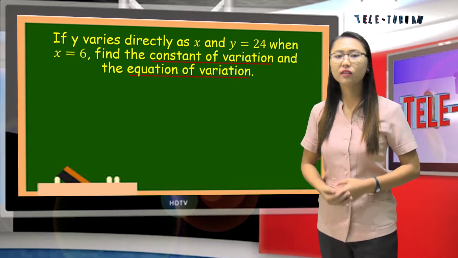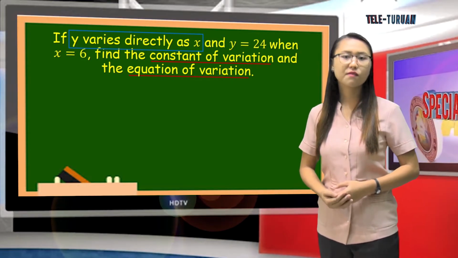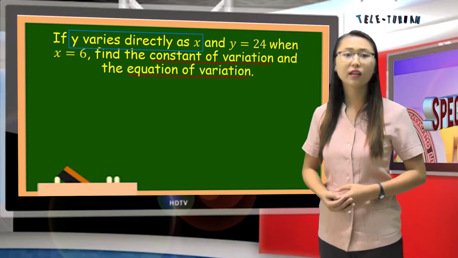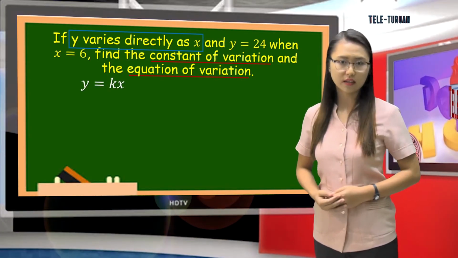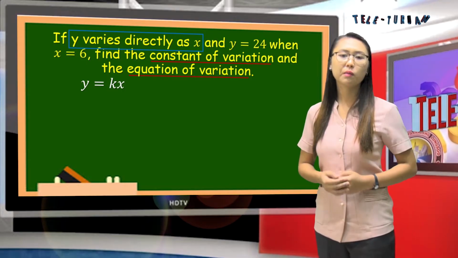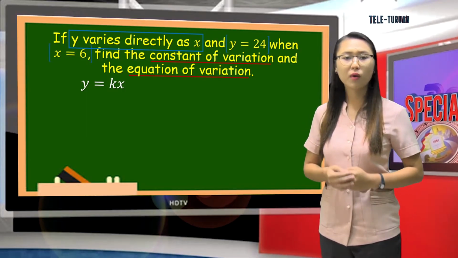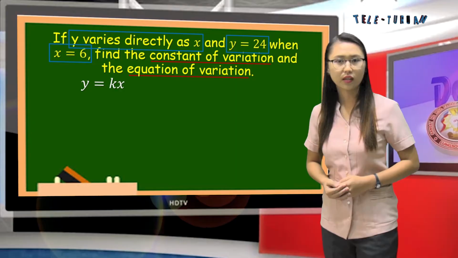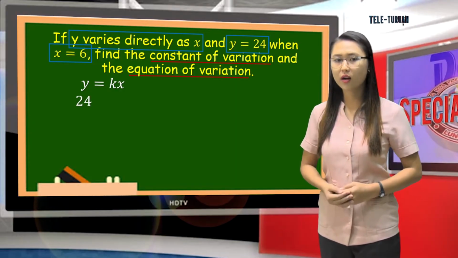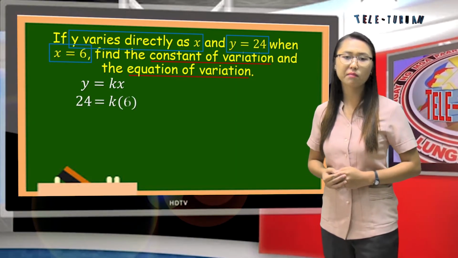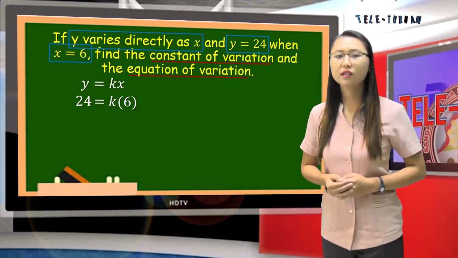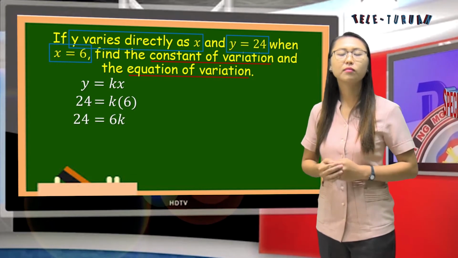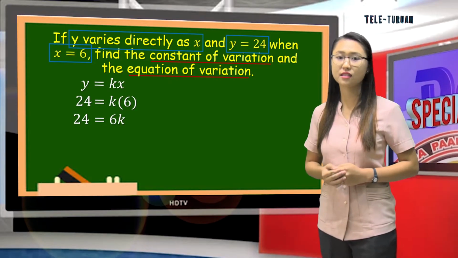First, we need to translate the statement y varies directly as x into an equation. So we have y is equal to kx. Next, we will substitute the given value of y and x on our equation. It will become 24 is equal to k multiplied by 6. Let us simplify. Bring down 24. K multiplied by 6 is 6k.